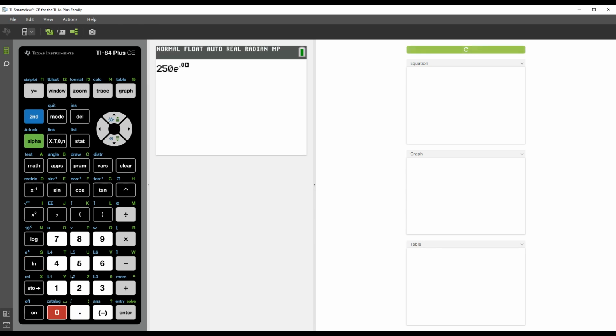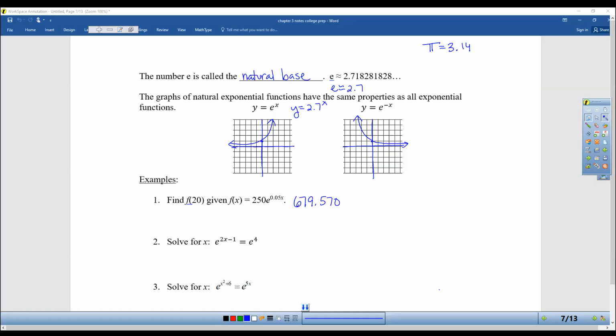So you can type in 250, and then you do second e to the, and there it is, 0.05. Use your x button. Oh, not x button. We want it to be 20. So times 20. And there's your answer.